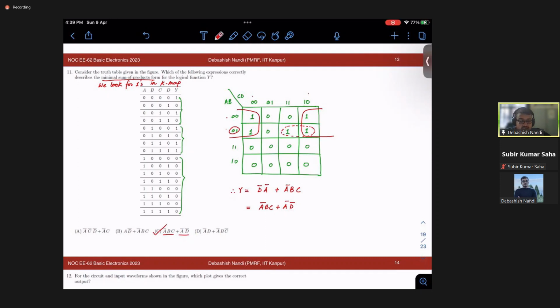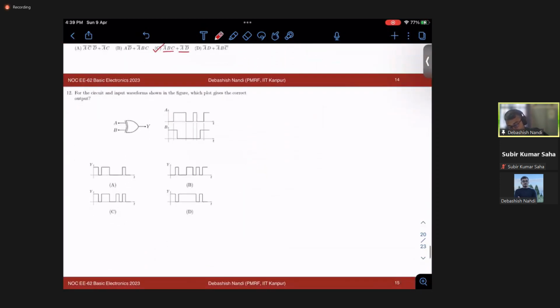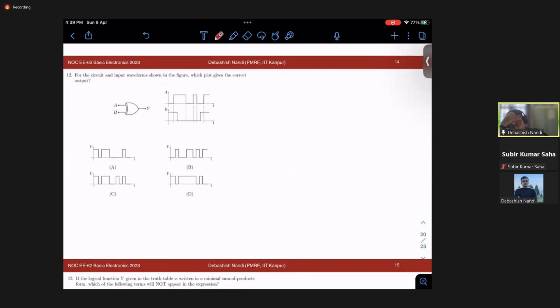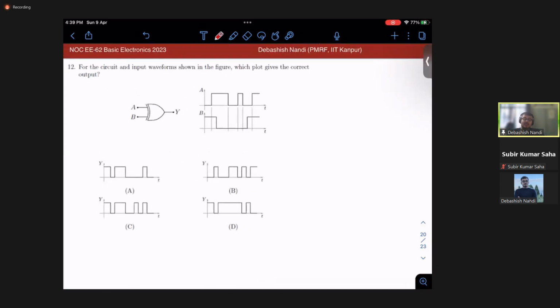So this is pretty simple K-map problem. So let's move on to problem number 12. Problem number 12 shows that, okay, first thing first, it is a XOR gate, right? XOR gate you all know. What is the truth table of an XOR gate?